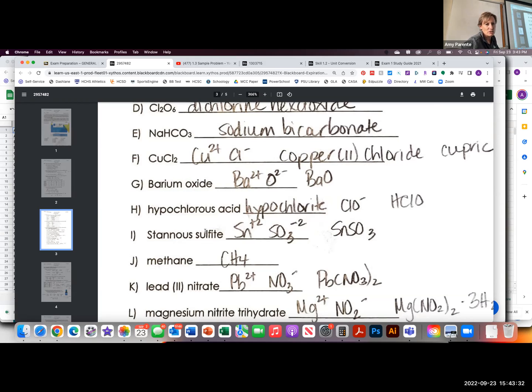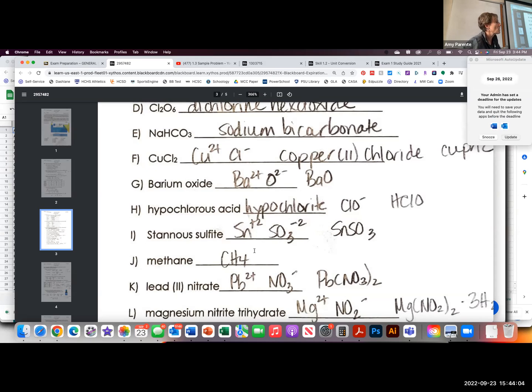Okay. Here's another one of these ones where I give you sort of the common name. Stannous is tin. Okay. And when we have the OUS, that's the lower charge form of tin. Tin is one of those that comes as +2 and +4. So stannous means it's Sn2+. And then sulfite is SO3 2-. So I put those pieces together. Simplest whole number ratio is SnSO3.